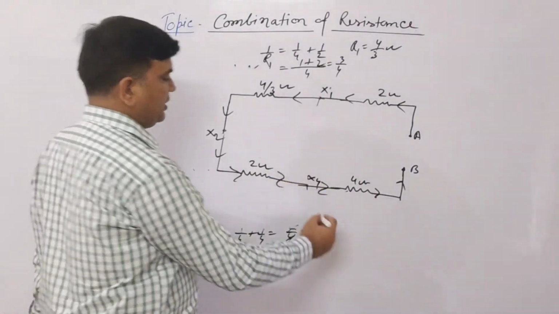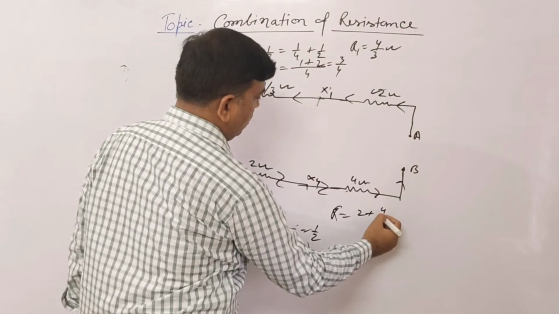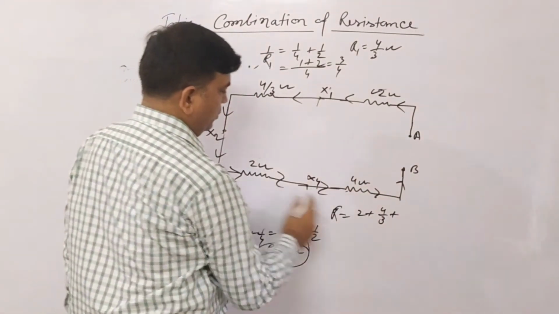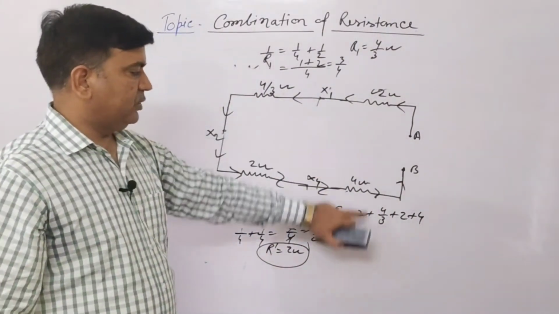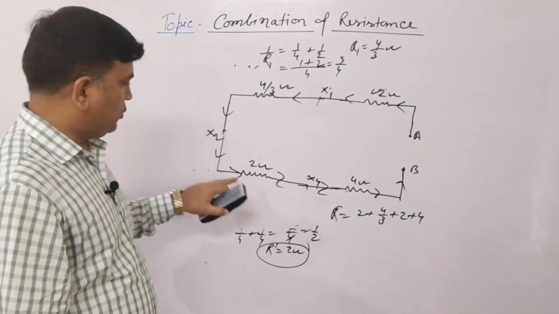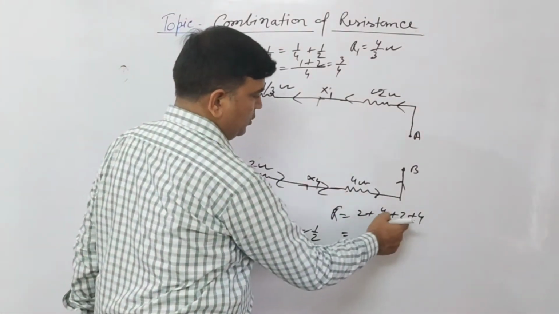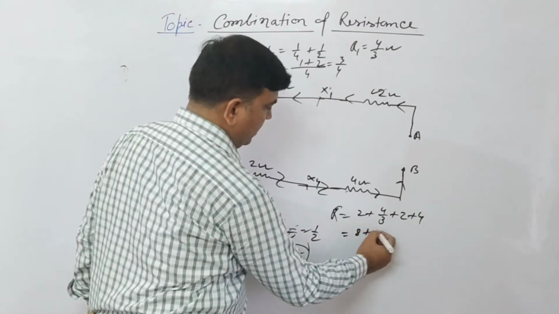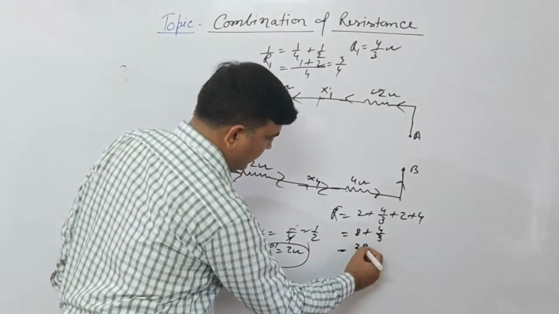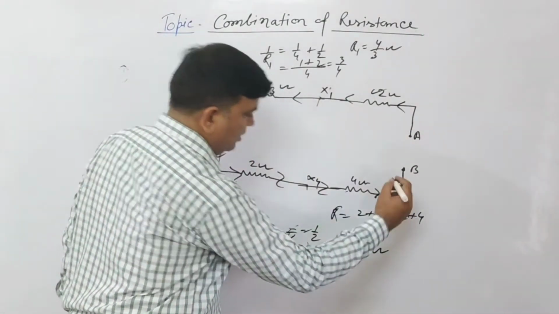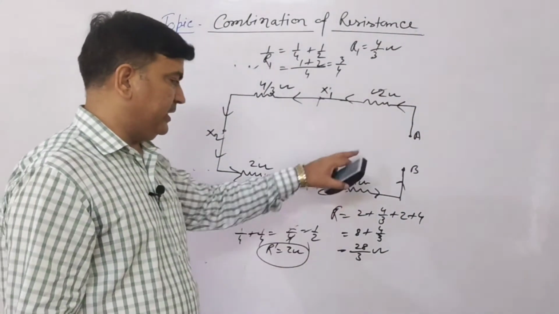So what is the equivalent resistance? R equals 2 plus 4 by 3 plus 2 plus 4. The first resistance is 2 ohm, then 4 by 3 ohm, then 2 ohm and 4 ohm. And now see how we can solve it here. 2 plus 2 plus 4 is 8, plus 4 by 3. Now solve it: 3 8s are 24, plus 4 is 28, by 3. 28 by 3 ohm is the equivalent resistance across the points A and B.